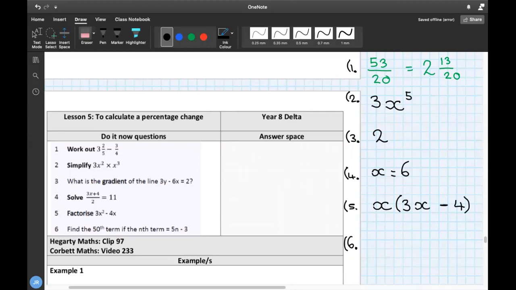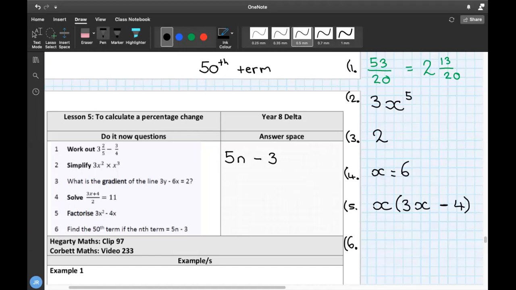Okay, finally, here we've been given the nth term, so this is slightly different to some of the others we've seen so far. We've been told that the nth term is 5n minus 3. Now, in the nth term, n stands for the number term in the sequence, and the nth term is the rule describing that sequence. We've been asked to find the 50th term.